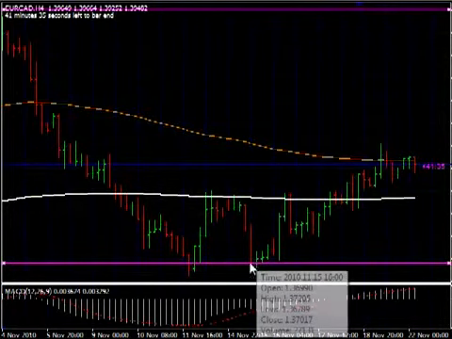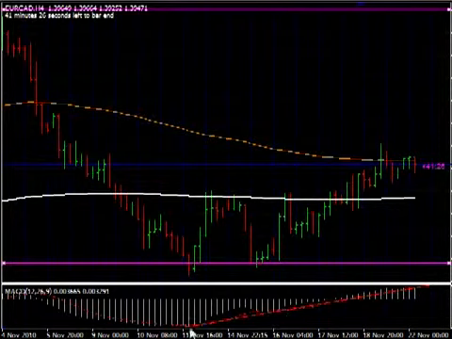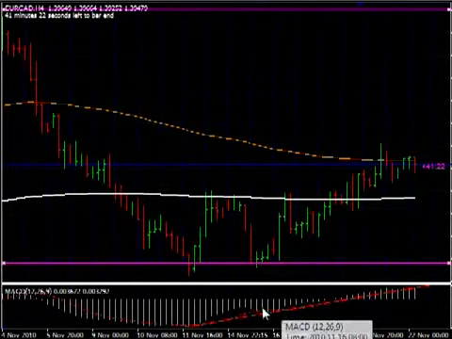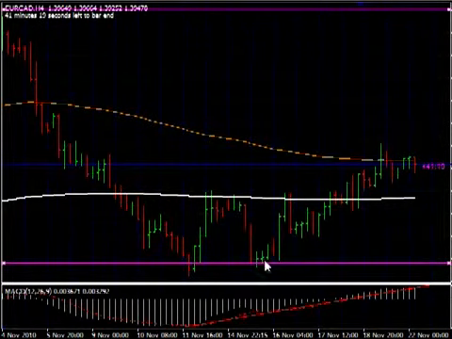Here is the MACD. Can we see here? We can draw a divergence over here. This is a low, it goes up, and it comes down again.